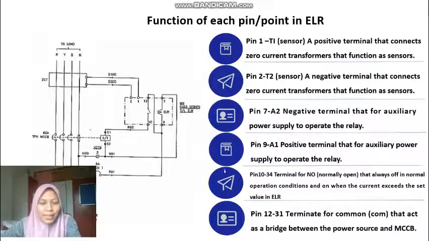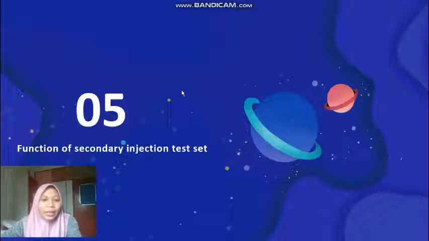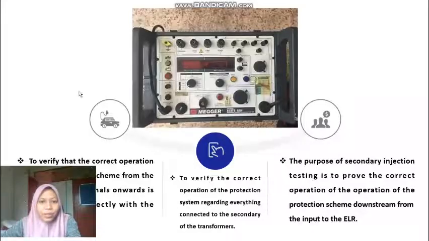Okay, question number 5, I will explain the function of the secondary injection test set. Here there are 3 functions of the secondary injection test set. Function number 1 is to verify the correct operation of the protection scheme from the relay input terminals onwards, functioning correctly with the settings specified.